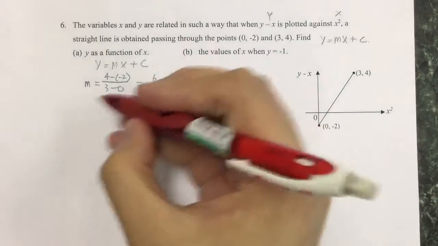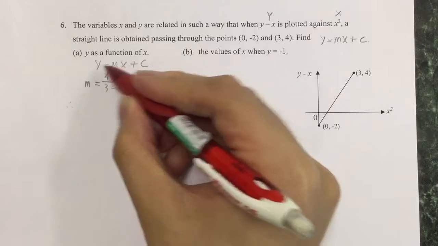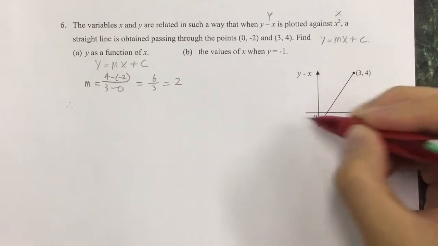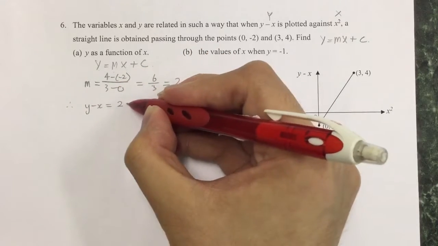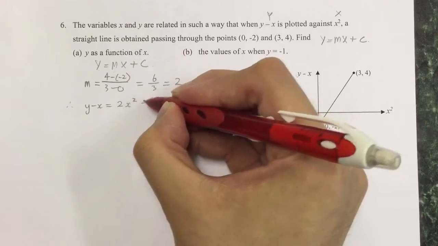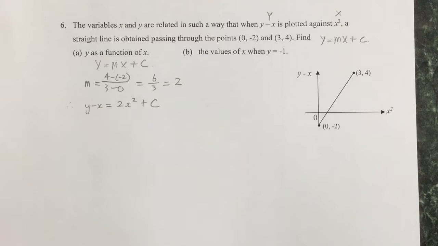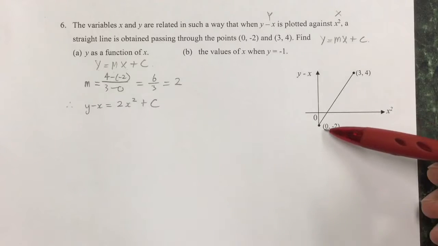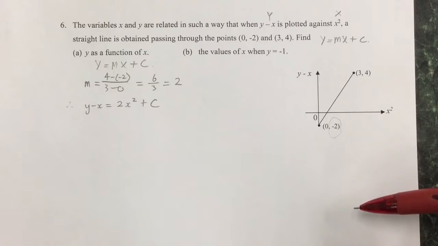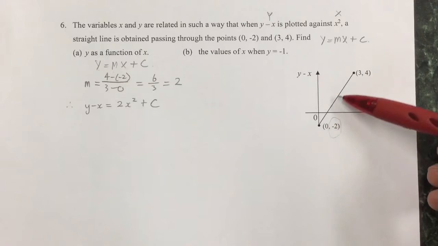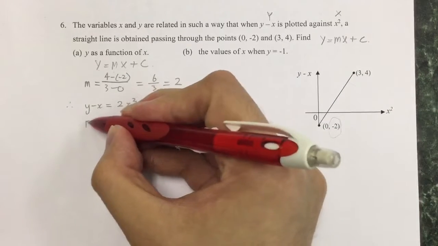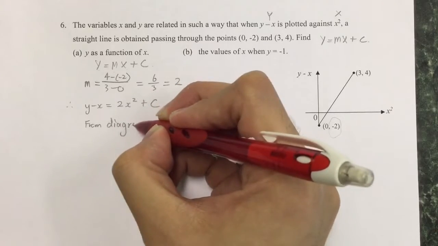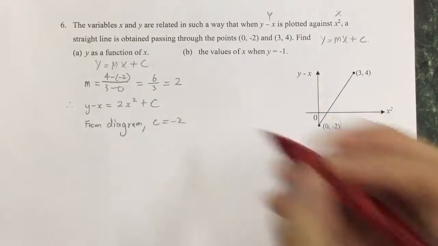Right? So then we will write it according to our correct y vertical axis and horizontal axis values. So now y minus x is equals to m, which is 2 times x squared, which is our x, plus c. So now we just have to find out c, right? So you could take the points and substitute it into the expression, or you could just read off here. What do you see here? Yes, the straight line already passes through a vertical axis value of negative 2. So actually from the diagram, we can see that the y-intercept value is negative 2 immediately.